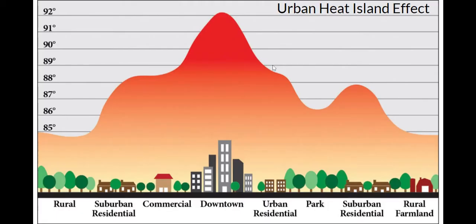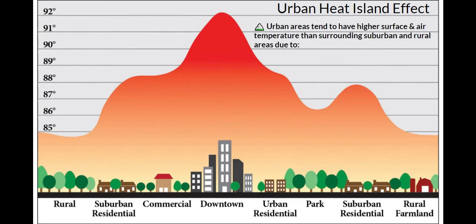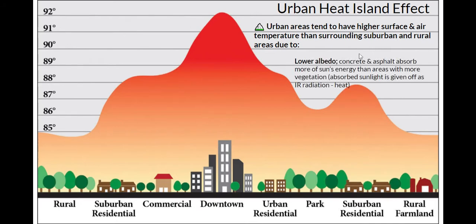environmental issues. Urban heat island effects tend to be in areas that have higher surface and air temperatures than the surrounding suburban areas. It's due to lower albedo. In other words, the concrete and asphalt absorb the solar energy as opposed to reflecting it. If you have more vegetation, the sunlight is going to be given off as infrared radiation, which is heat.